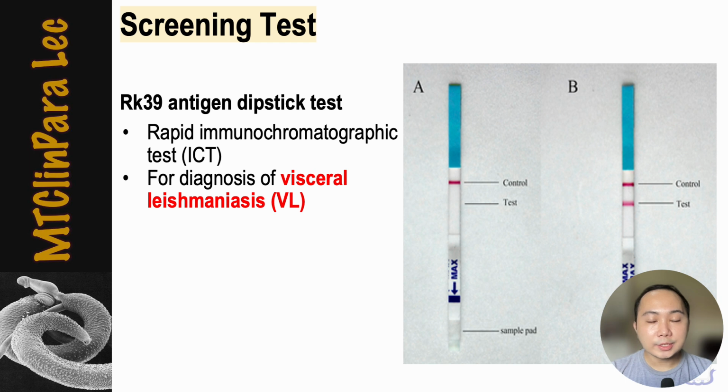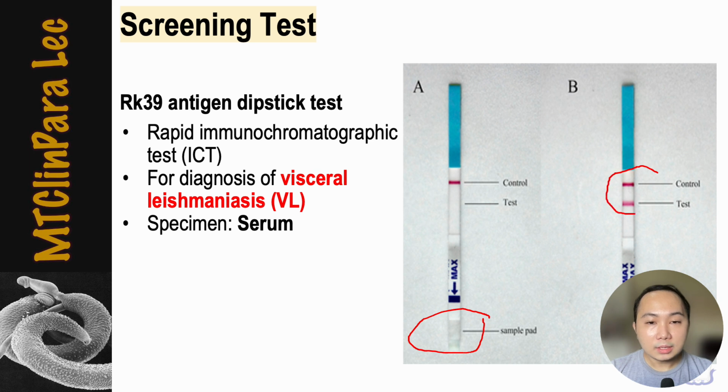In this part, we are trying to look for the antibodies of the patient who have recently been infected with visceral leishmaniasis. So the specimen is serum, and we just submerge the sample pad of the dipstick test into the sample of the patient, such as serum. So a positive result connotes a double line, okay, at the control and test area of the dipstick test, just like the home-based pregnancy testing kits.